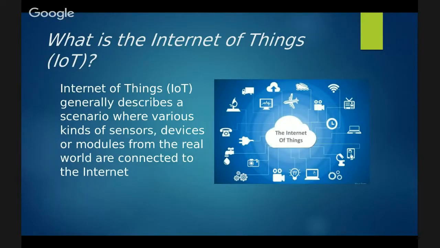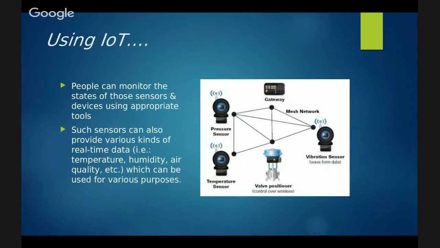So what's the use of all this interconnectivity of sensors and devices? What we can do is monitor the states of these sensors using tools. And these sensors can also provide real-time data that we need in various environments or purposes, like temperature, humidity, or air quality data.